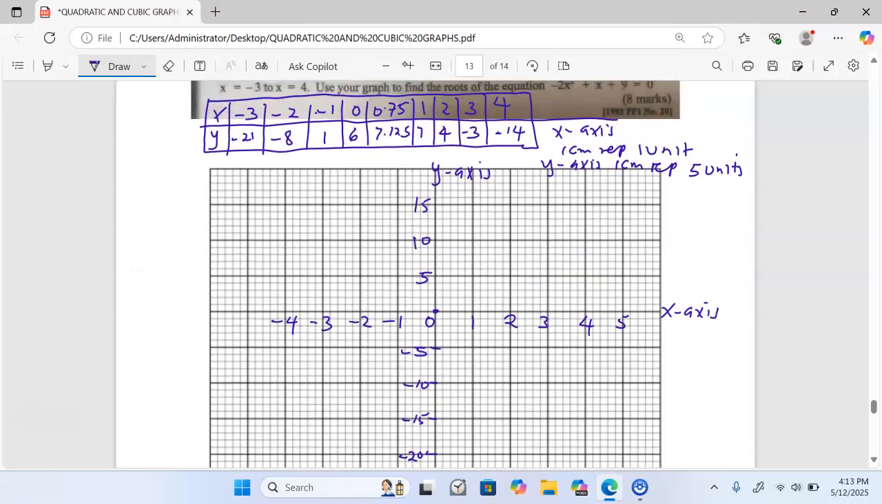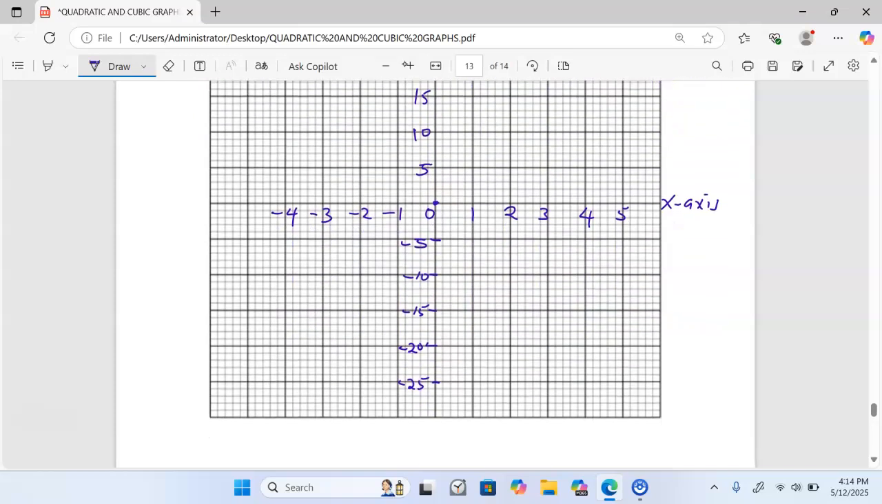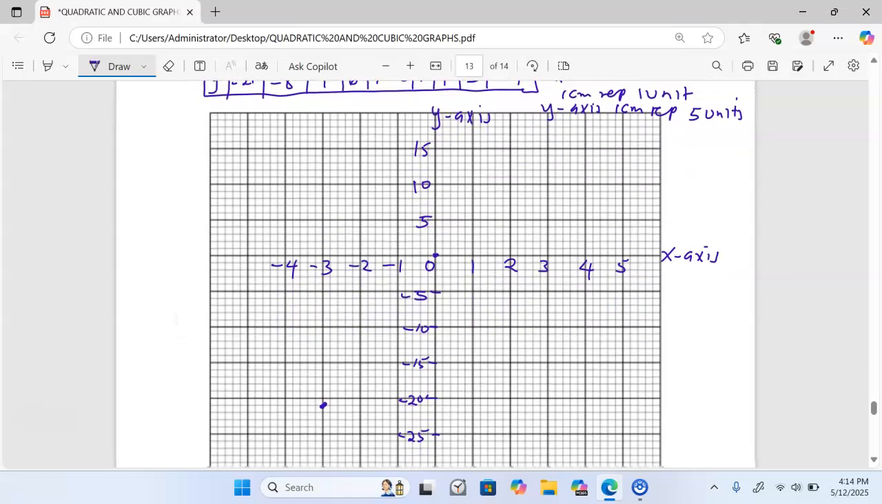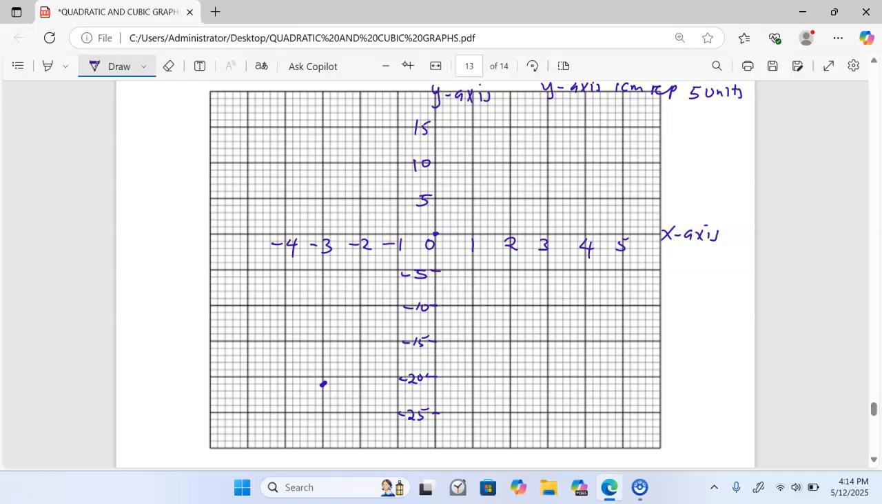When x is -3, y is -21. So -3, -21 is down here. And when x is -2, y is -8, so -2, -8 is here.